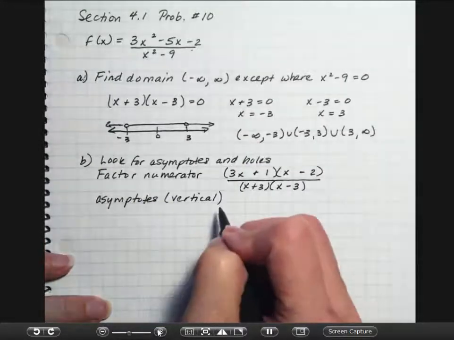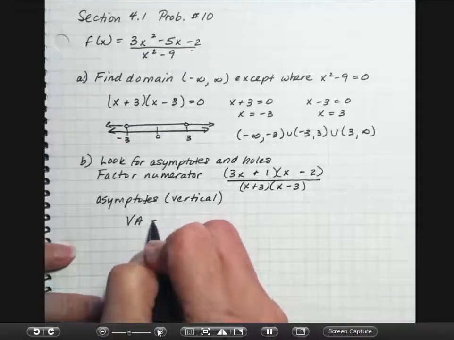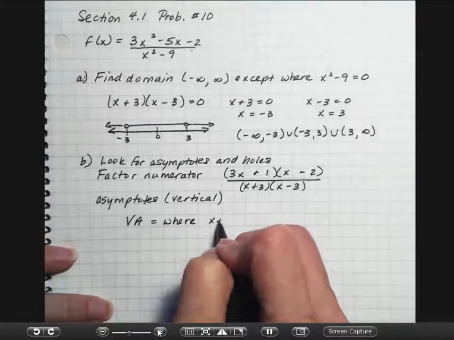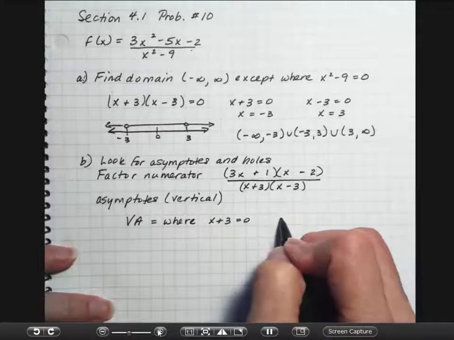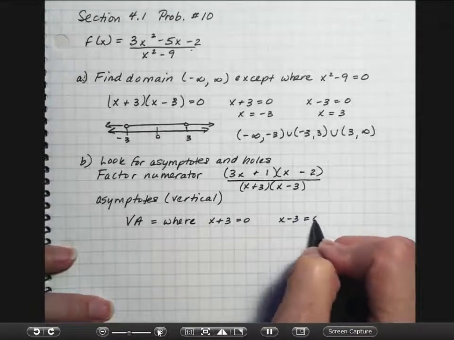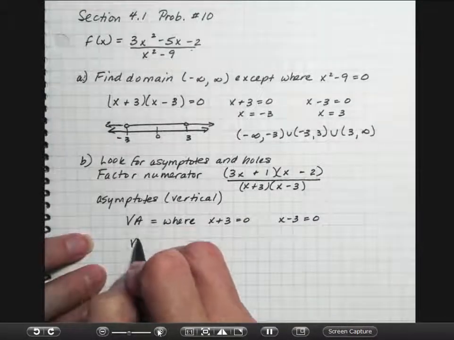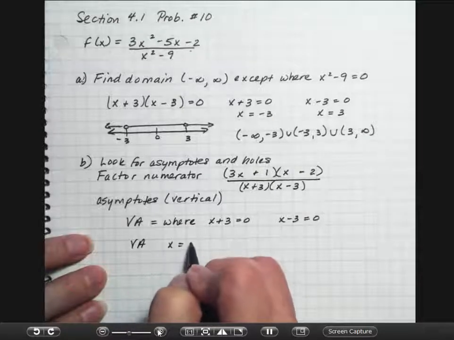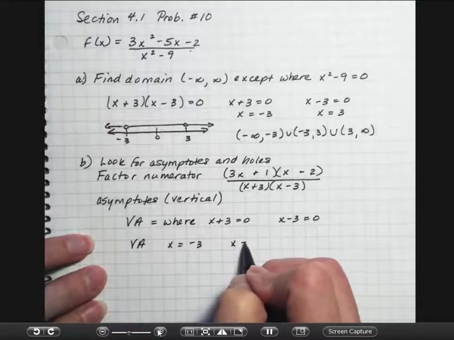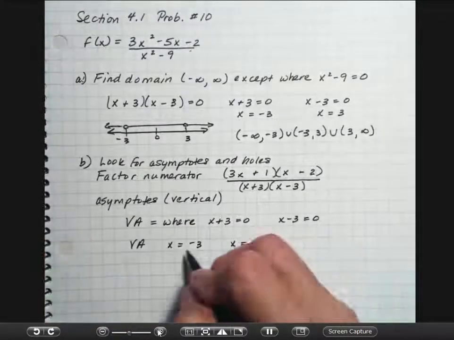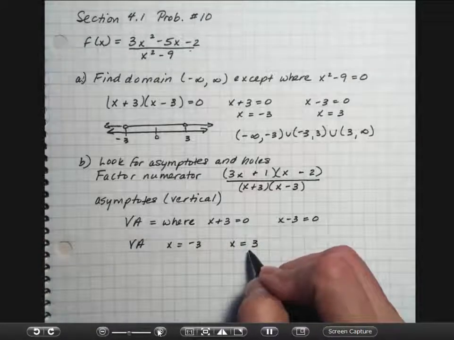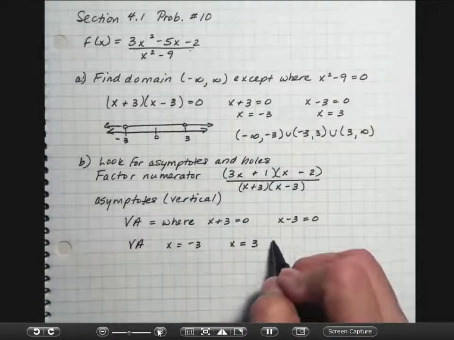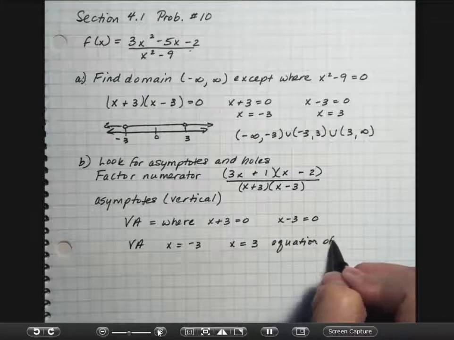So these are vertical asymptotes, which we'll call VA, and they are going to be where x plus 3 is equal to 0 and where x minus 3 is equal to 0. So my vertical asymptotes are going to be at x equal to negative 3 and x equal to 3. And remember, they're invisible vertical lines, so they should have the equation of a vertical line.